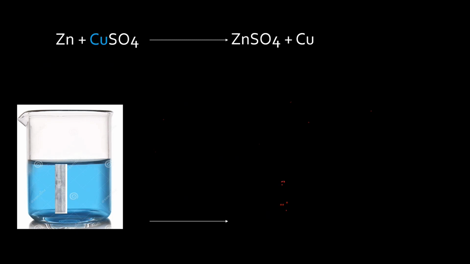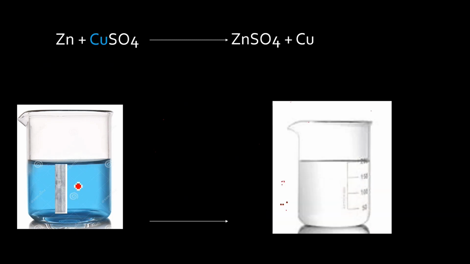So when the zinc strip is dipped in the copper sulfate solution, the blue color of the copper sulfate changes into colorless, and a red-brown layer of copper is deposited on the zinc strip. Here zinc is placed above copper in the reactivity series. Therefore, zinc is more reactive than copper. Hence, zinc will replace copper from copper sulfate solution and form zinc sulfate solution and copper.